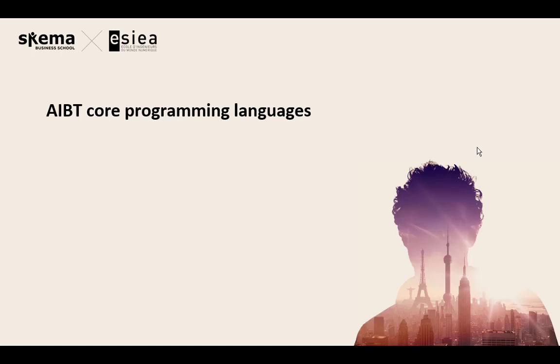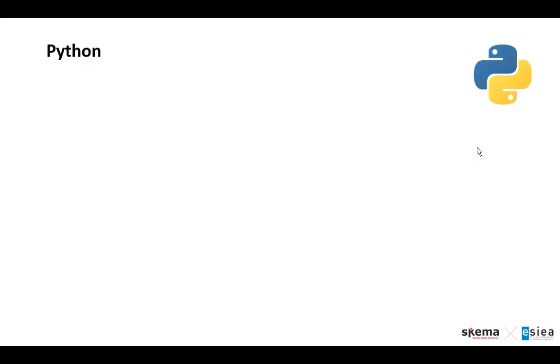Now I'd like to look a little bit more at the core programming languages that you're going to learn in this course. The first of which is Python. So I think most of you have already started doing some Python. You started learning it. But I want to talk about it on a more background level.